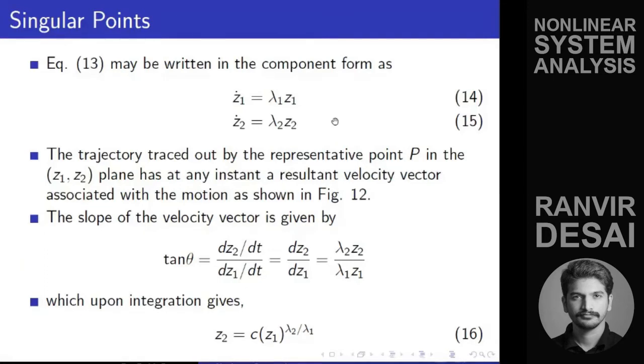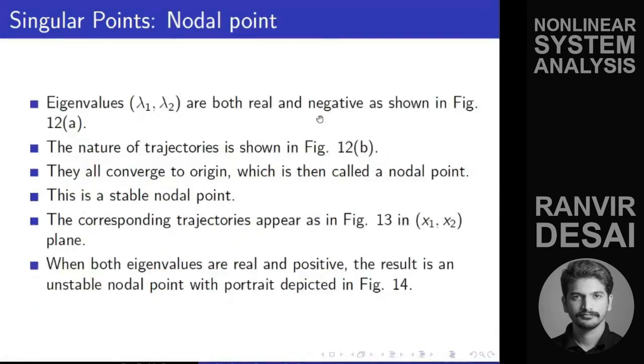If both of them are negative, we know that the system is going to be stable. But if both of them are complex conjugates, then what happens, that we are going to see. Okay, basic thing is that.